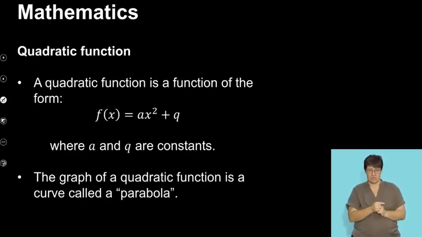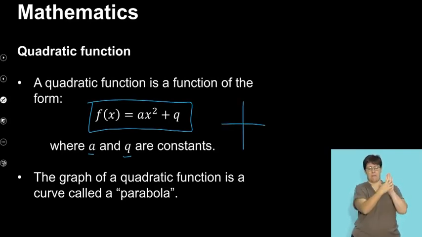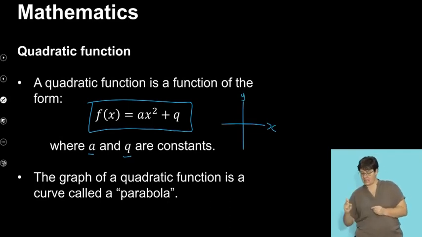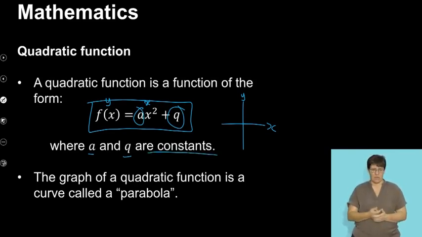Firstly, the first type of function we're going to look at is the quadratic function, which is a function of the form y equals ax squared plus q. The a and the q are normally constants. Remember, every function needs to be drawn on a Cartesian plane which has x and y, so the y and the x are always there. You don't change them. But the a and the q are constants, meaning they are actual values. So a can be any real number, and q can be any real number.